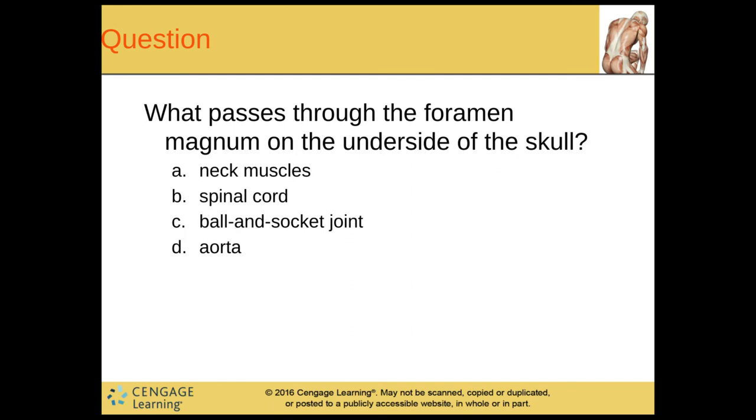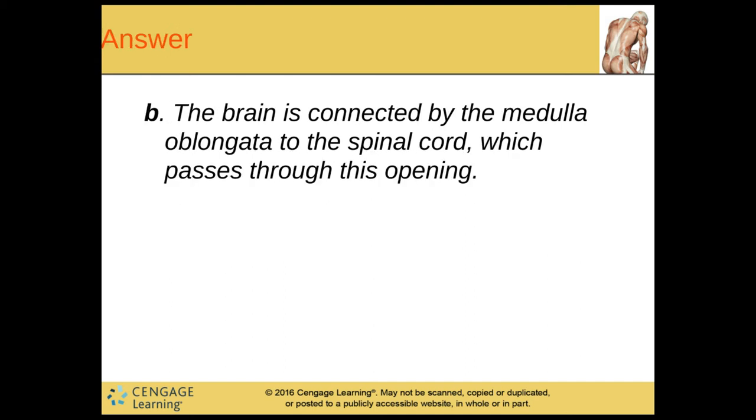Okay, so question, what passes through the foramen magnum on the underside of the skull? What do you guys think? Neck muscles, the spinal cord, ball and socket joint, or your aorta? It's B. So the brain is connected by the medulla oblongata, my most favorite medical term ever, to the spinal cord, which passes through that opening.